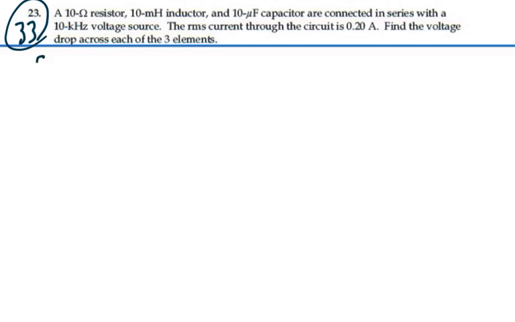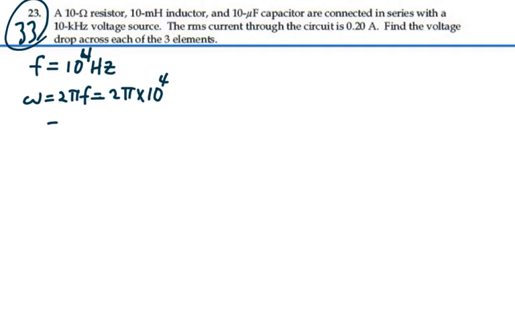Alright, so we're given the frequency, and that is 10 kilohertz, which would be 10 to the 4 hertz. We need to know the angular frequency, and that is equal to 2 pi times the frequency. So that's going to be 2 pi times 10 to the 4, which is going to be 6.28 times 10 to the 4 radians per second.